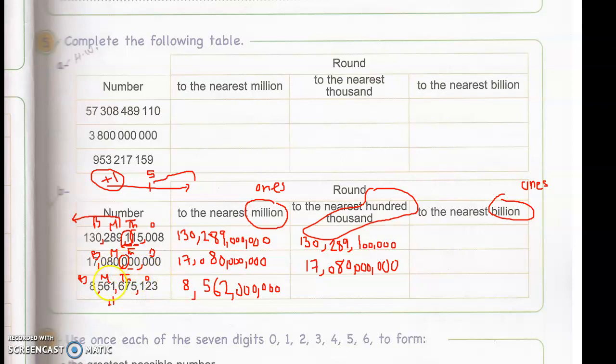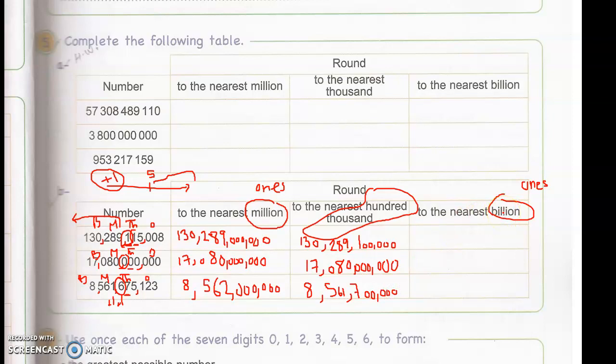100,000. This is the 1000 family, 100 digit. Ones, tens, hundred. It's 6. Then we underline 7. 7, is it less or more than 5? More. So what shall I do? We add 1 to 6. So 6 becomes 7. So 8,561,700,000. Okay? 700,000 because the next digit is bigger than 5.